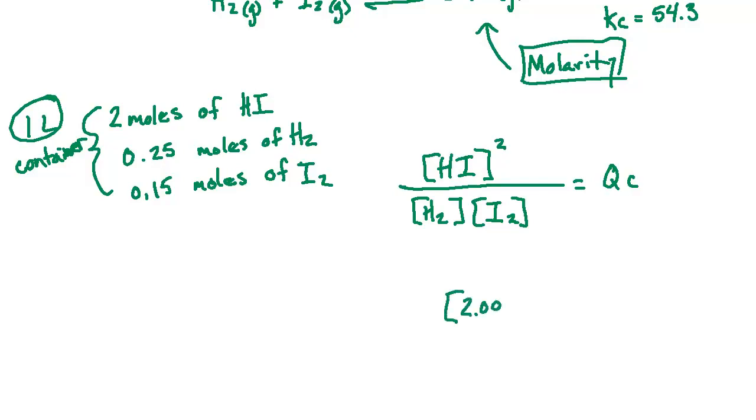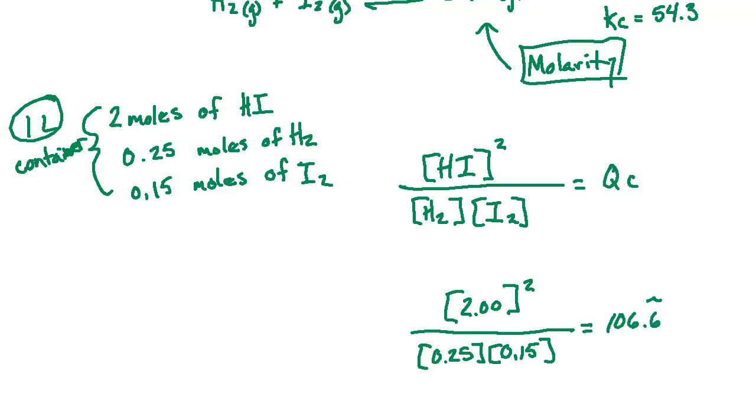So let's plug in these values here. We said we can just use what we were given because the volume of the container is 1 liter. So we're going to have 2 squared over 0.25, right, times 0.15. So if you take a look at this and you were to calculate it, you'd have 2 squared at the top. And then you would follow through with the rest of this, and it would equal 106.6 repeating. So approximately it's going to equal 107, right? So that's the value of Qc at this given point in time based on the concentrations.